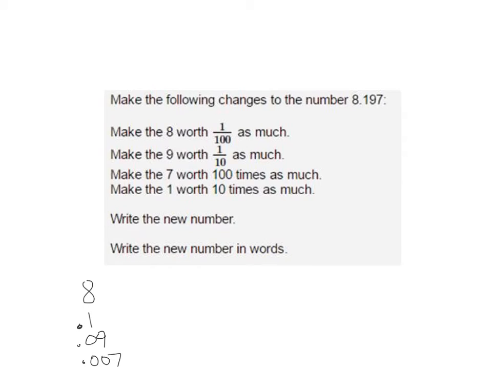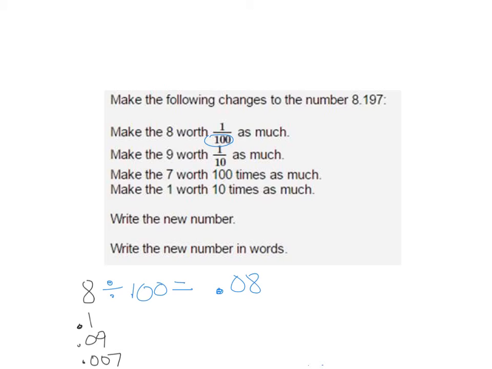Now what I'm going to do is go one by one down my list and make the necessary changes using my multiply or division clue. The 8 is worth 1/100th as much. I see the fraction, so I know I'm dividing, and instead of dividing by 10, I'm dividing by 100. Using my calculator or my powers of 10, I know it's 8/100ths.